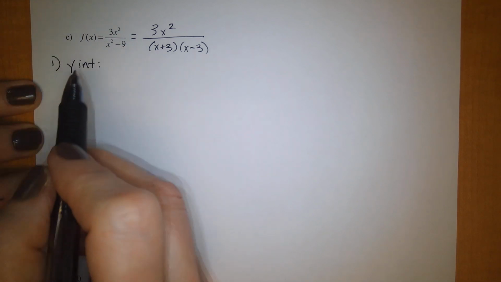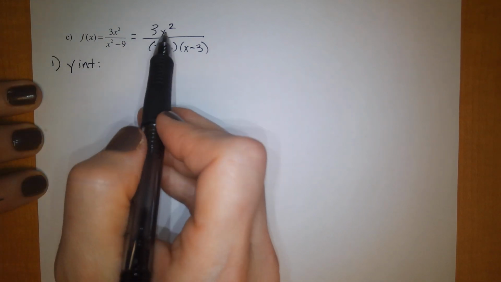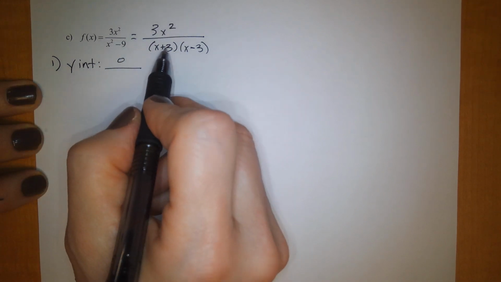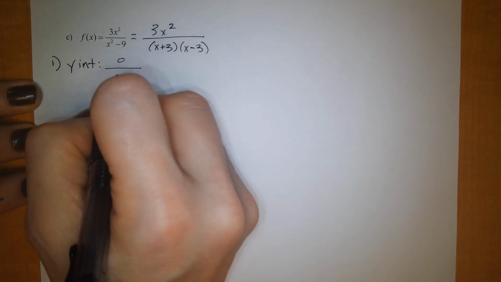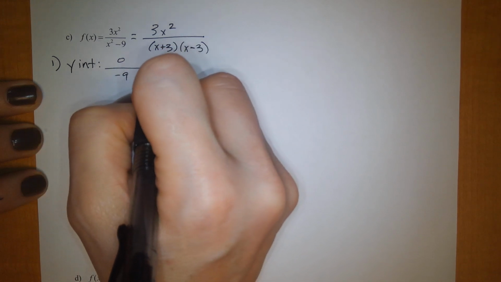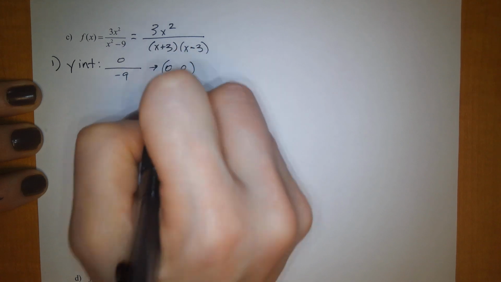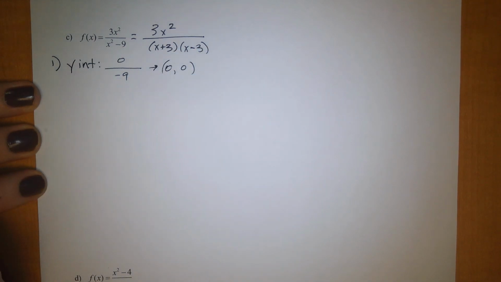The y-intercept, you simply set x equal to 0. If x is 0 here, you have a 0 on top. On bottom, we'll have 3 times negative 3, which is a negative 9. So we'll have a y-intercept at (0, 0), since 0 over negative 9 is in fact 0.